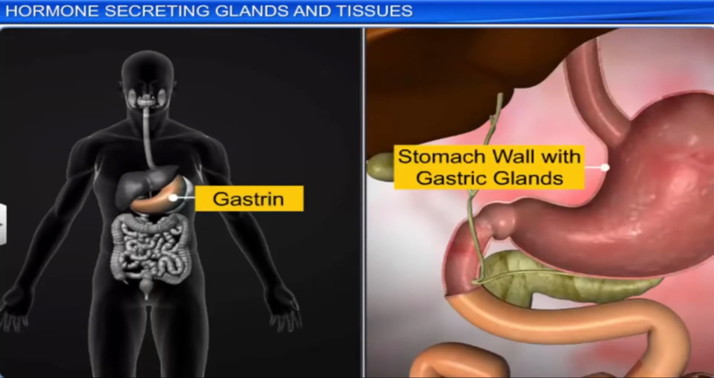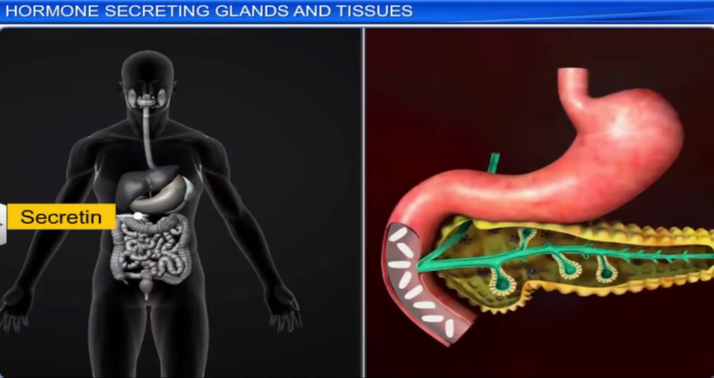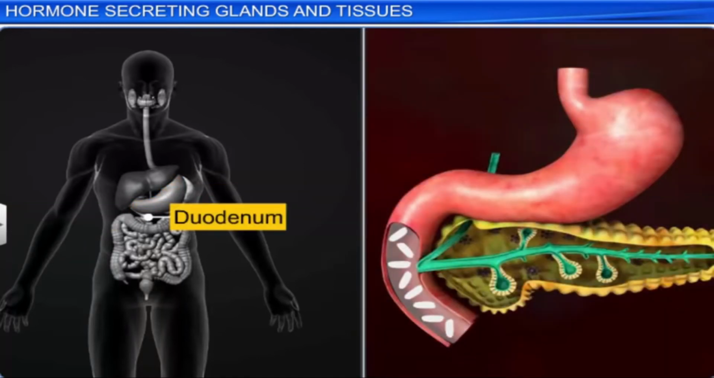Gastrin is secreted by the gastrin cells of the stomach. It acts on the gastric glands of the stomach wall and stimulates the secretion of pepsinogen and hydrochloric acid. Secretin is secreted by the duodenal wall. It stimulates the exocrine region of the pancreas to secrete water and bicarbonate ions into the duodenum through the pancreatic duct.